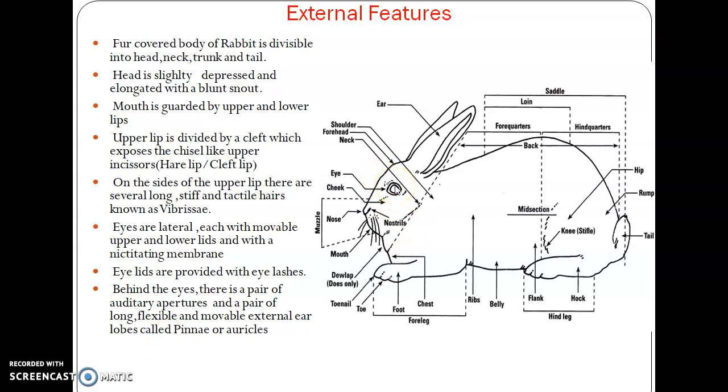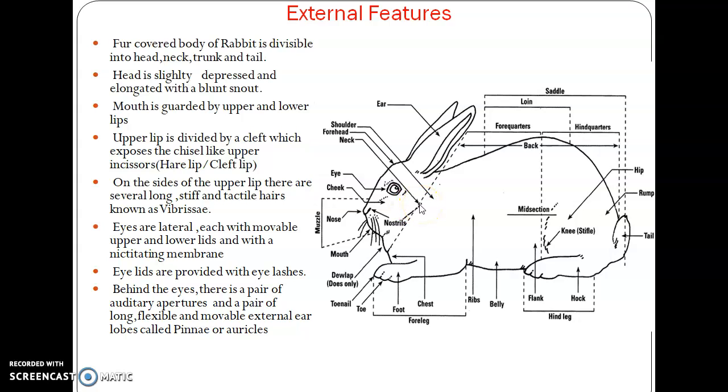That means on either side, left as well as right side, which is provided with the upper as well as the lower eyelids and provided with a nictitating or covering membrane. Then eyelids are generally provided with the eyelashes. Then behind the eyes, there is a pair of auditory apertures present.